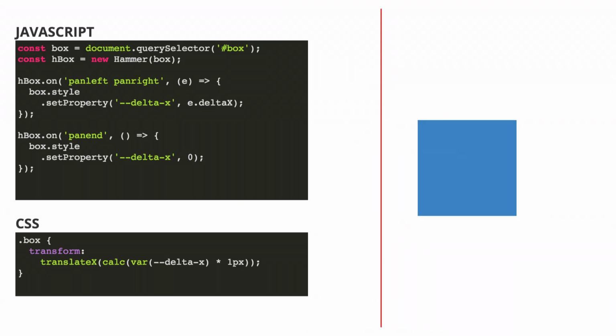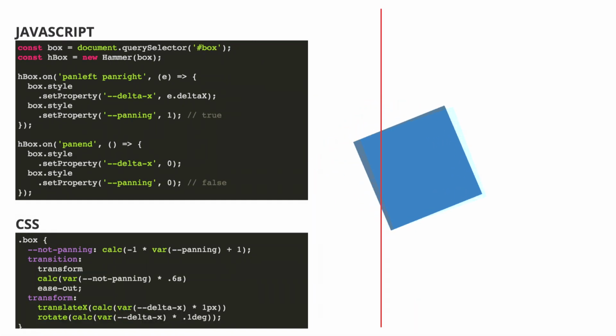There's one problem here, though, and that's when I do pan end, I set it to 0 because obviously we're not panning anymore, and it just jumps to the middle. This is where the magic of CSS comes in.